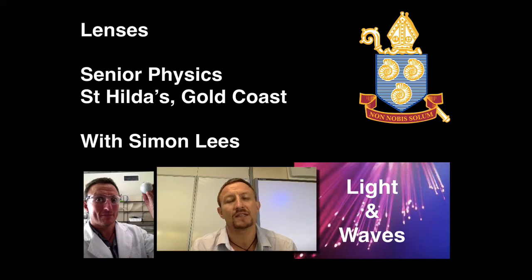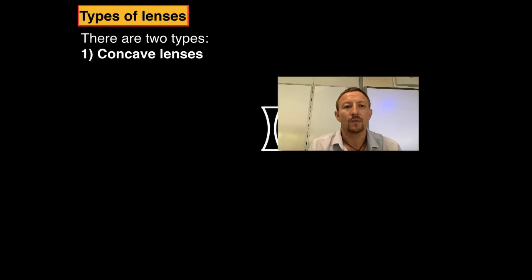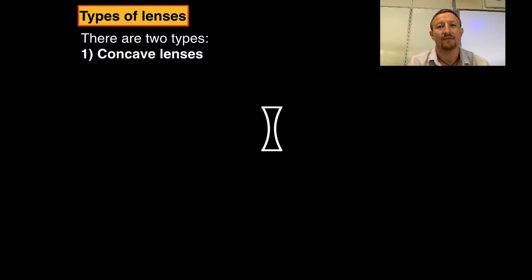So let's have a look and see what type of lenses we've got. Well, the first lens we're going to look at is the concave lens. The concave lens bends inwards. I always try and remember it that a cave always goes into the rock, so as a result a concave lens goes into the glass or into the plastic.